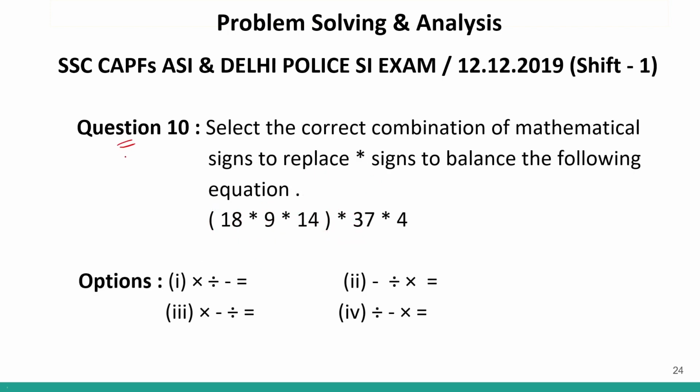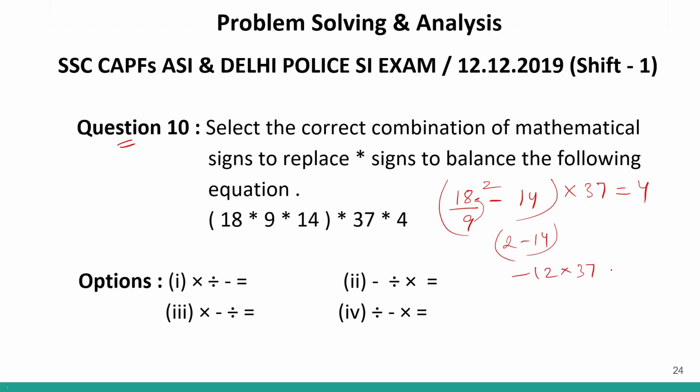Okay? Question number 10. We have to find which of these following symbols can be changed in this position to make this equation true. This is a question of mathematical operation. So, let us try with option number 4 first. In option number 4, 18 divided by 9 minus 14, this will be 1, into 37 will give me 4. So, here I can very clearly see that anything into 37. First of all, this will be 2. So, 2 minus 14 will give me how much? Minus 12 into 37 can never be equal to 4. So, option number 4 is not correct.